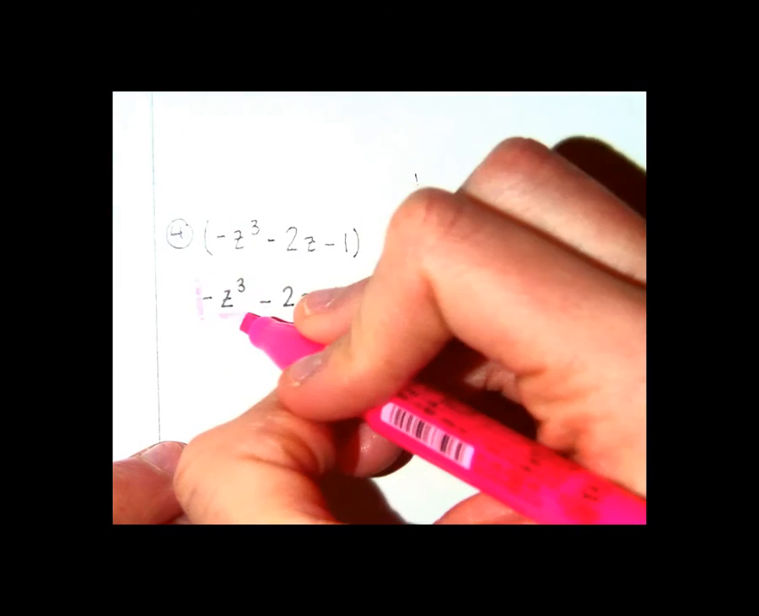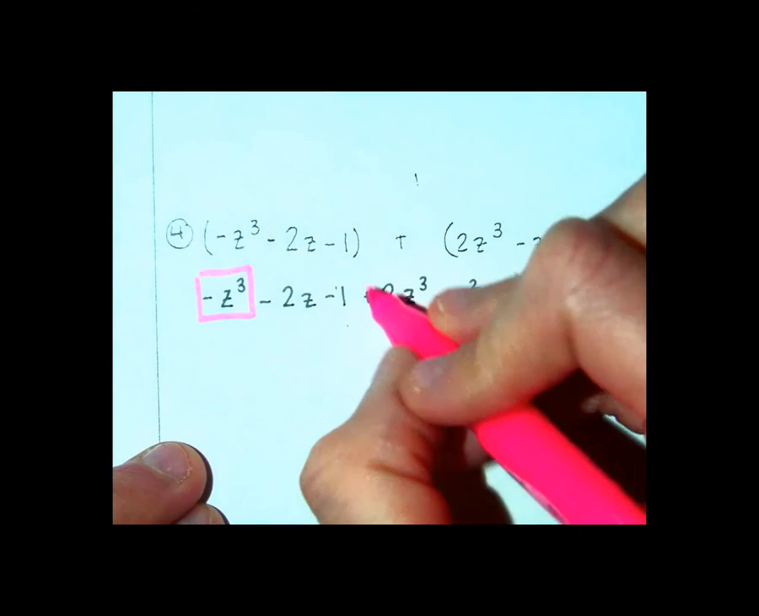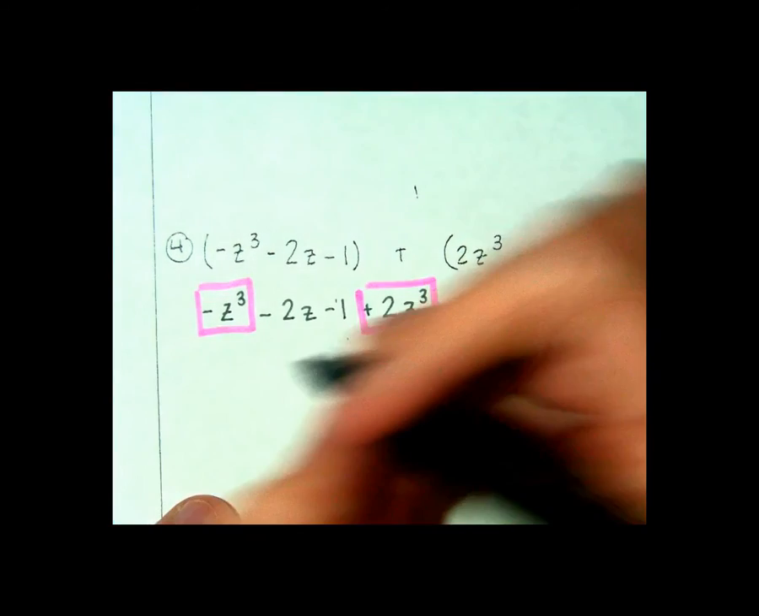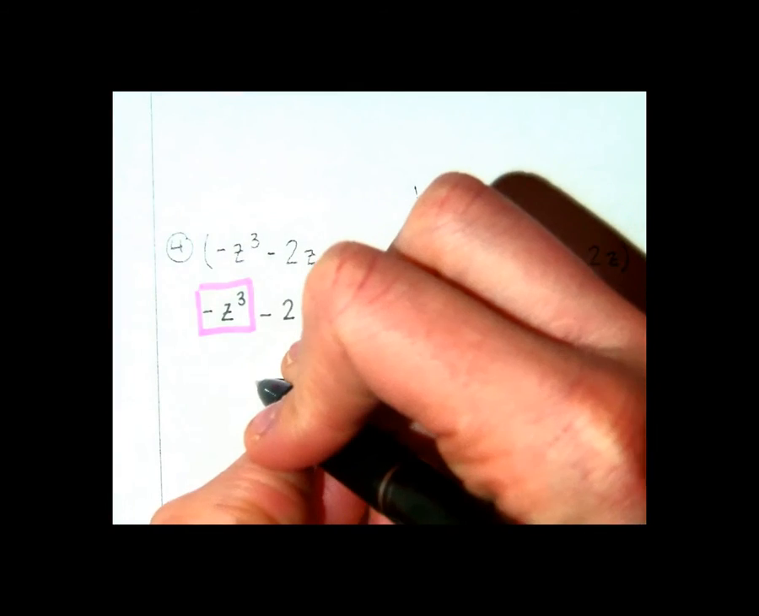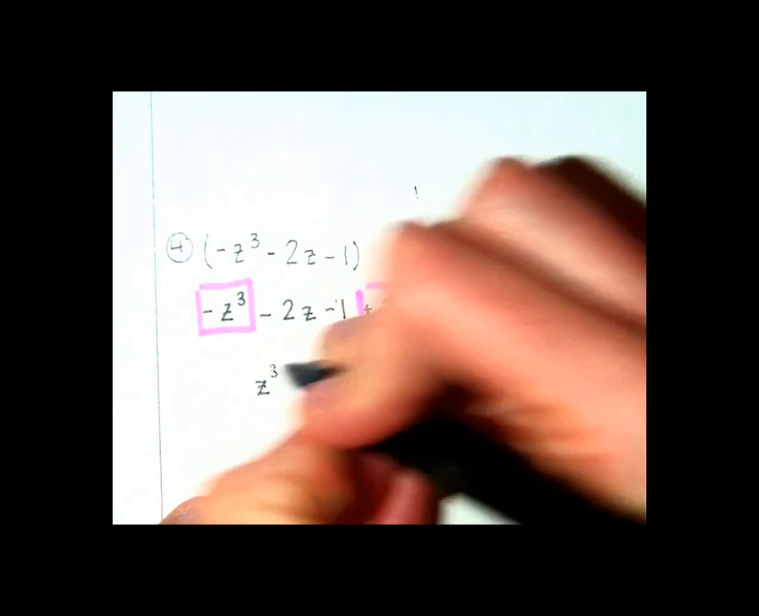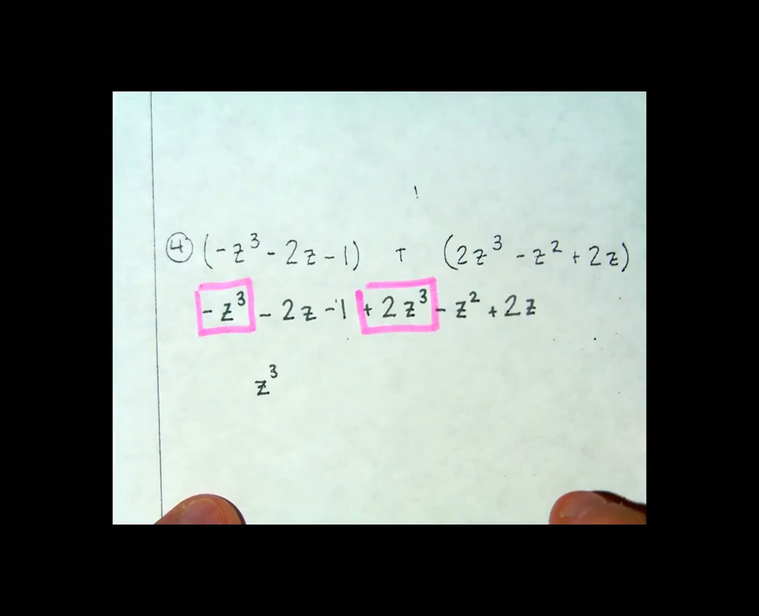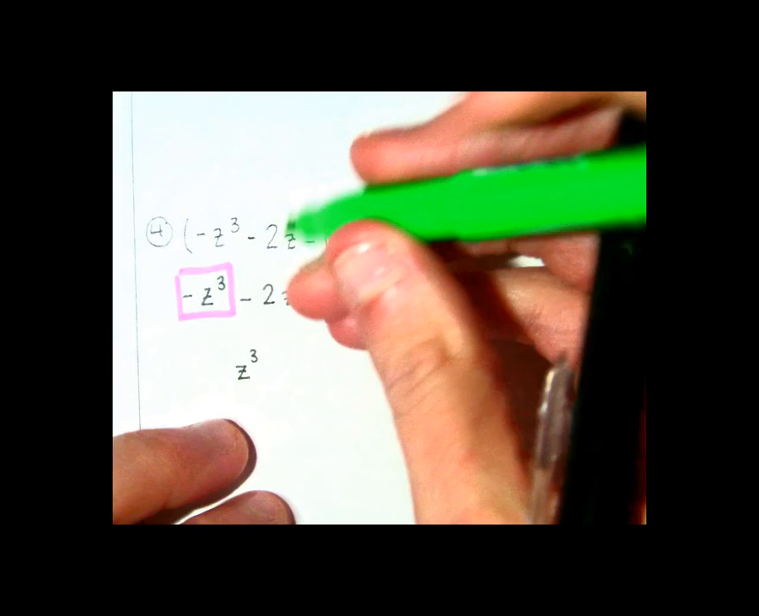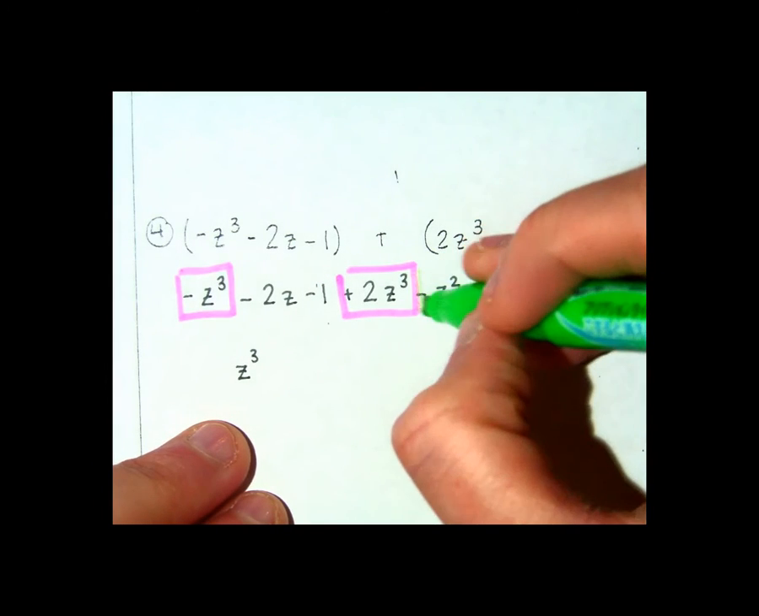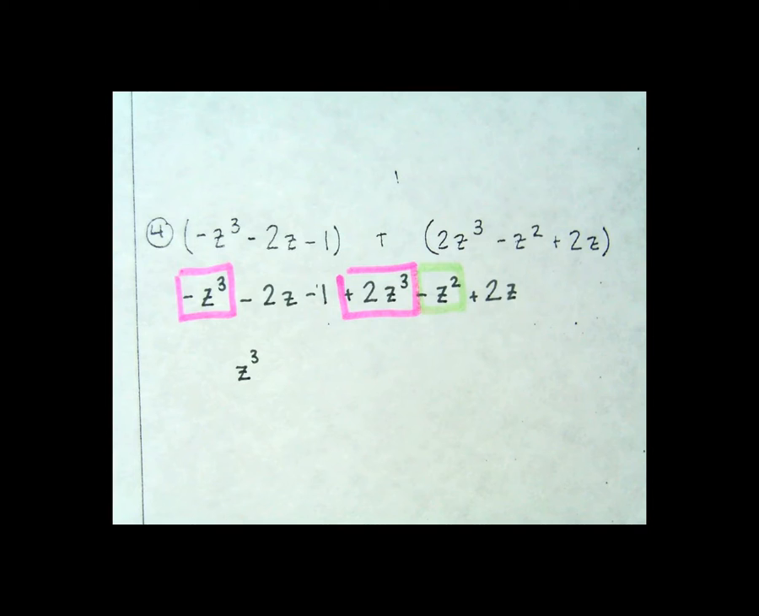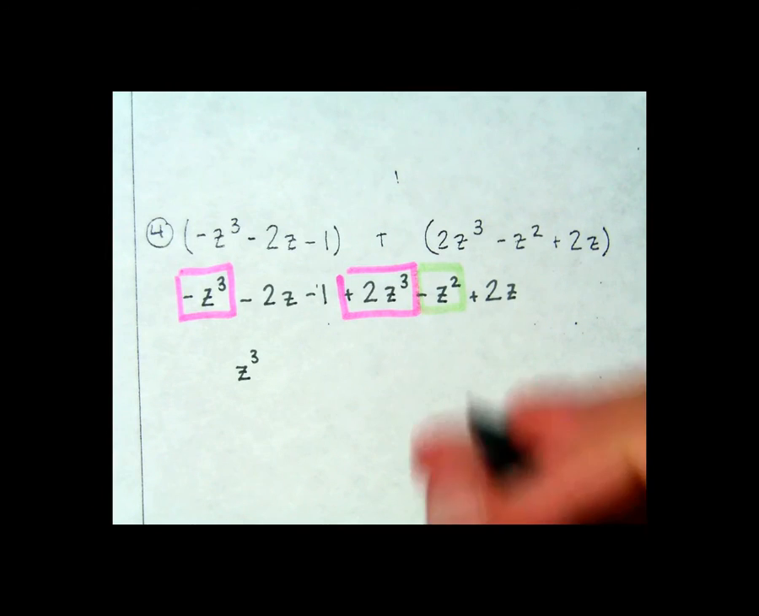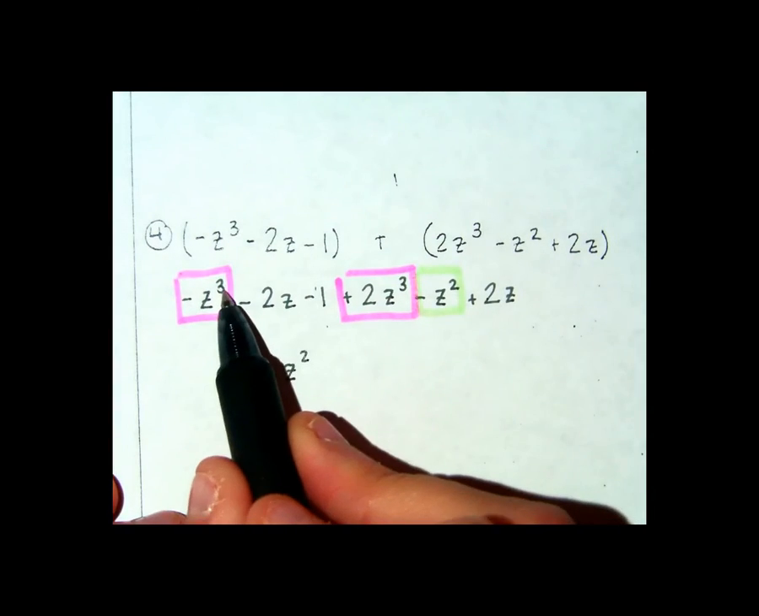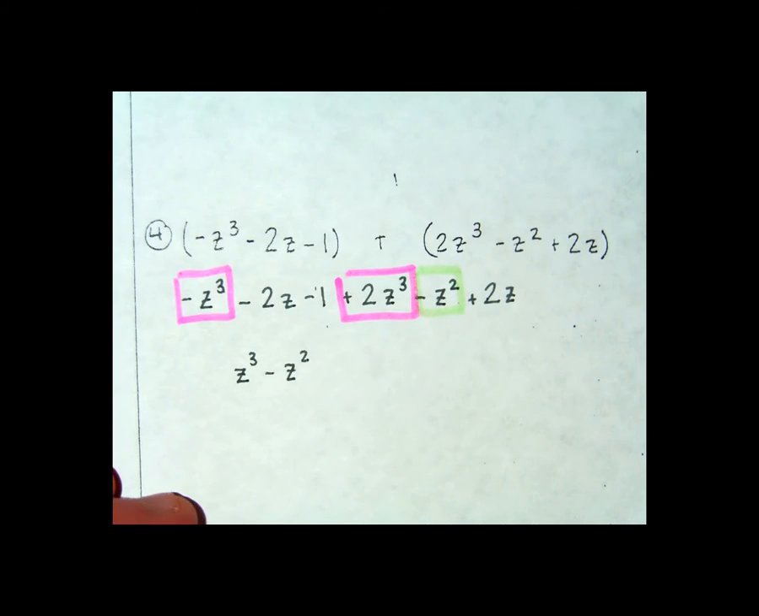Negative z to the third, does it have a like term? Okay. What is negative z to the third plus 2z to the third? Yep, 1z to the third. Do we have to put a 1? No. Okay. Then what else? Negative z squared? Okay. Does it have a like term? No. So what do I do with it? Okay. Some people like to do that. They like to go in standard form to begin with. You get to choose what you want to do. Alright, what else?